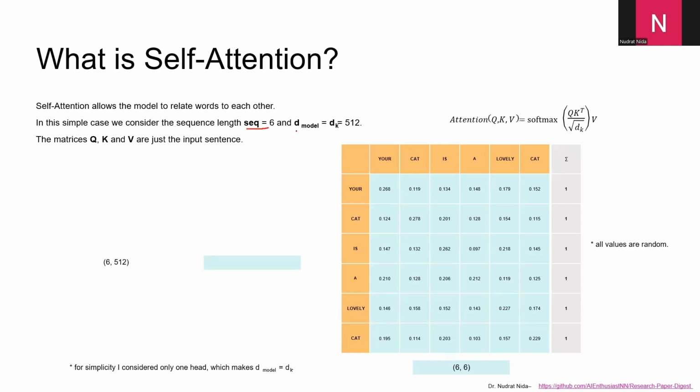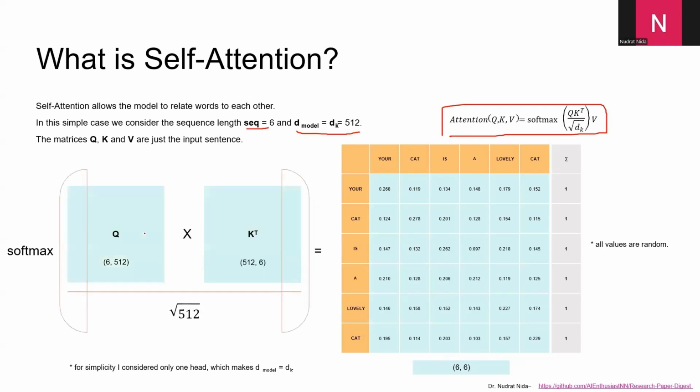D model is basically DK, having 512. And this is the formula they have used for computing the attention, that is attention of Q, K, and V, computing the softmax from query and key, transposing the key, and multiplying it with value. So let's see how they have computed it.